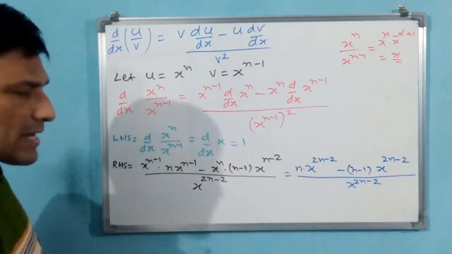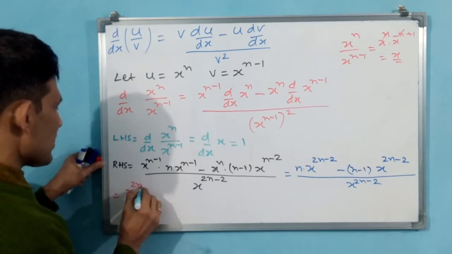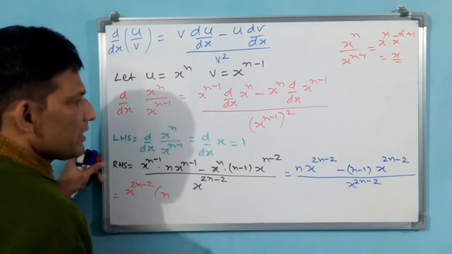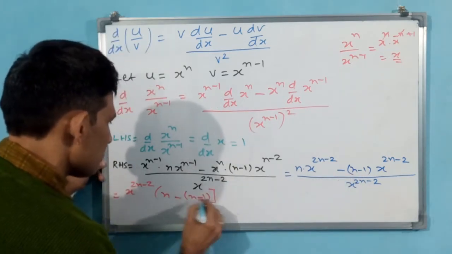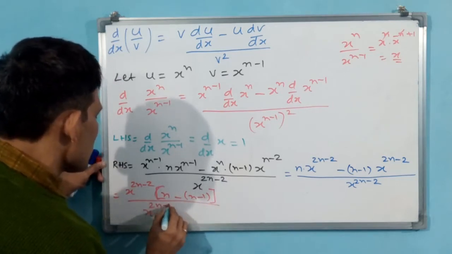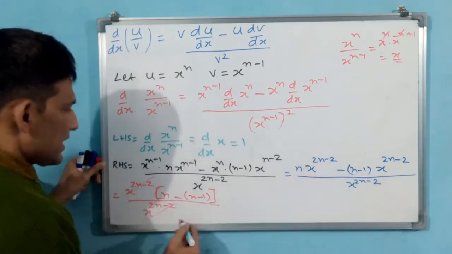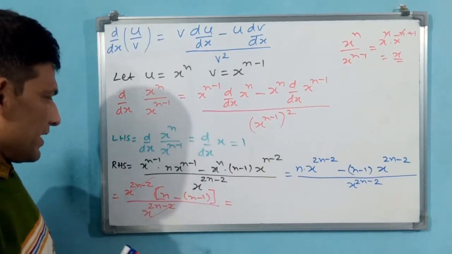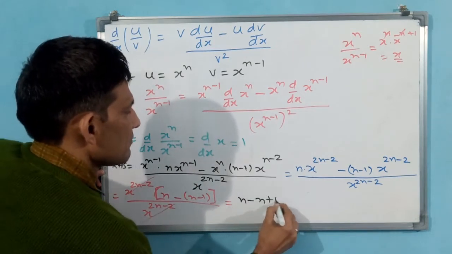See what I am doing now. That is equal to x power 2n minus 2 taken common. If I take it common, then n will be there, minus n minus 1 will be there, divided by x power 2n minus 2. Now the x power 2n minus 2 terms both get cancelled. See what will happen here: n minus n plus 1, that is equal to 1.